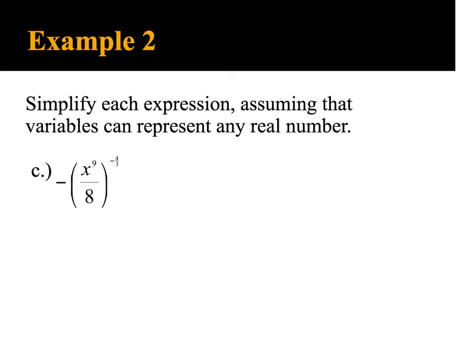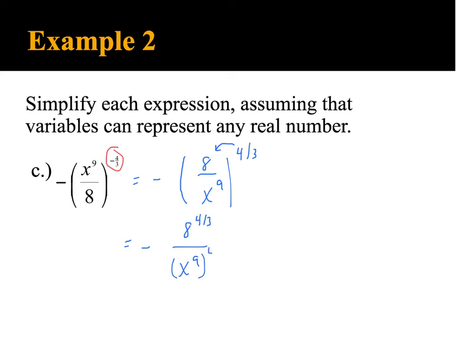All right, one last example. There's a negative out high. That's the only difference, but otherwise, same process. The negative exponent tells me to do the reciprocal of what's inside. So 8 over x to the 9th, to the 4/3. Then this 4/3 is only affecting what's inside the parentheses, which means that only the stuff inside the parentheses needs to have the exponent. There's going to be 8 to the 4/3, and it's going to be x to the 9th to the 4/3.